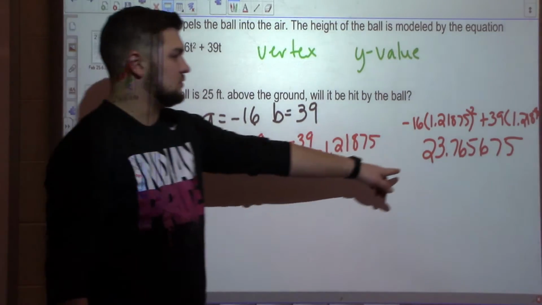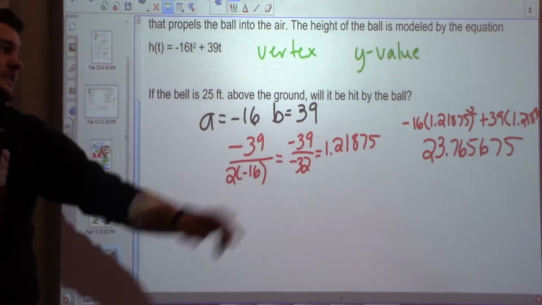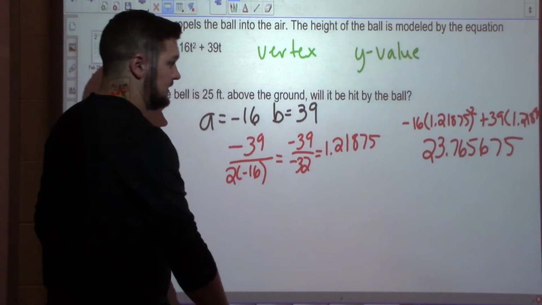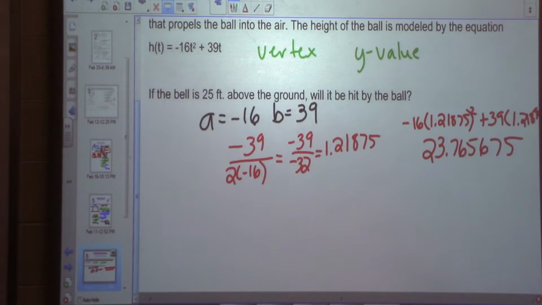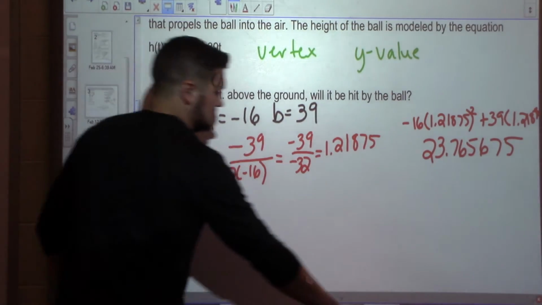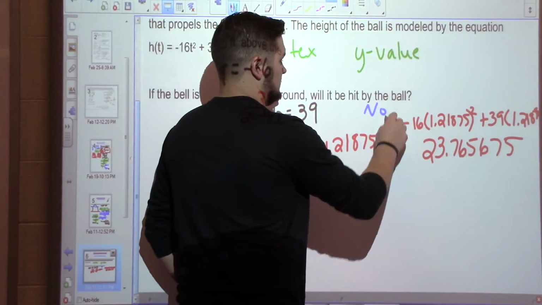Right? It comes out to 23.765675. That's my maximum height. It has to get to 25. It's going to come short, right? It will not hit it.